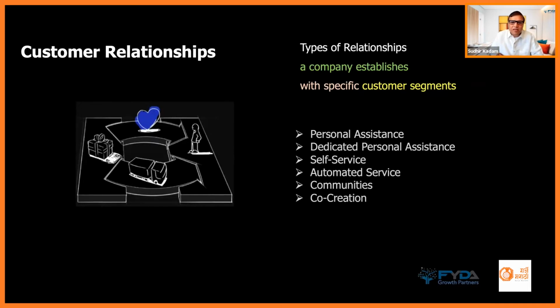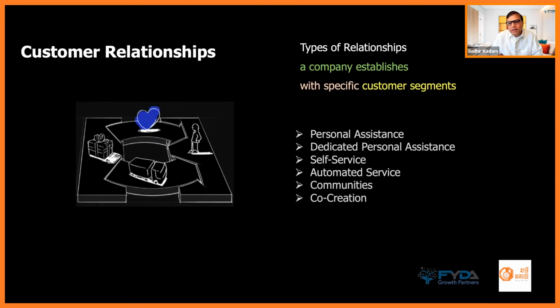Next is self-service. Self-service is like a SaaS model. Grocery stores have self-service. Then you have automated services like Amazon. If you're going to buy on Amazon, and you want to raise a complaint, or you want to return a product, everything is completely automated.